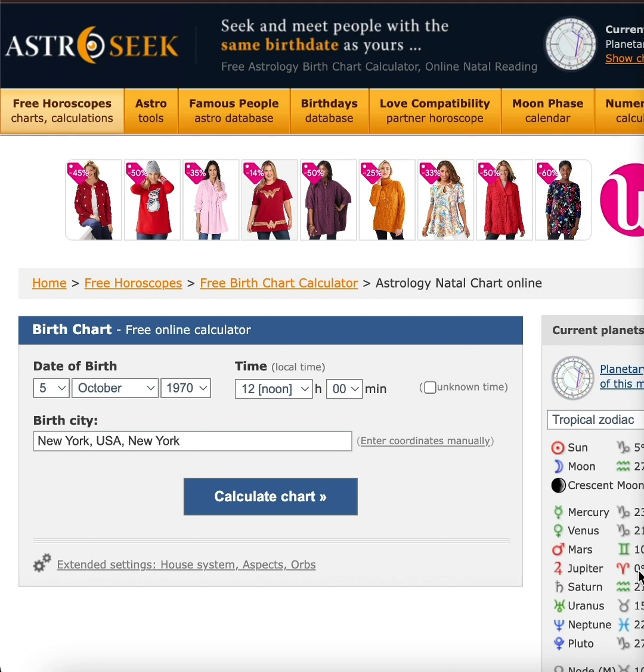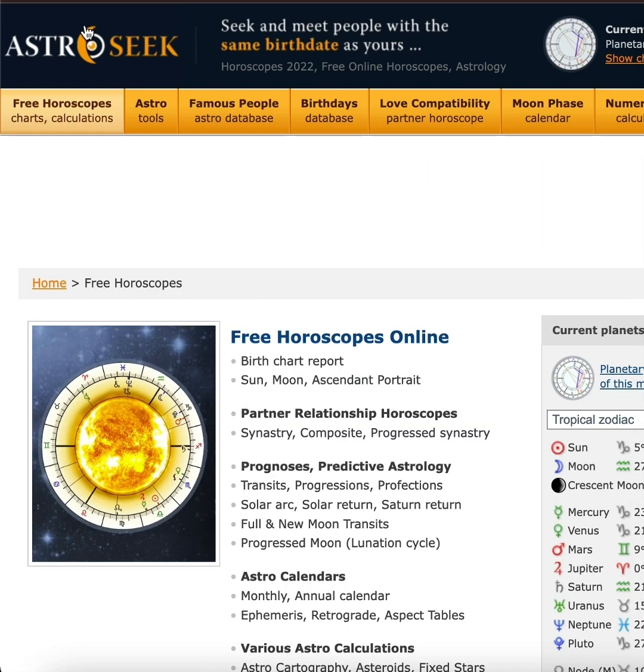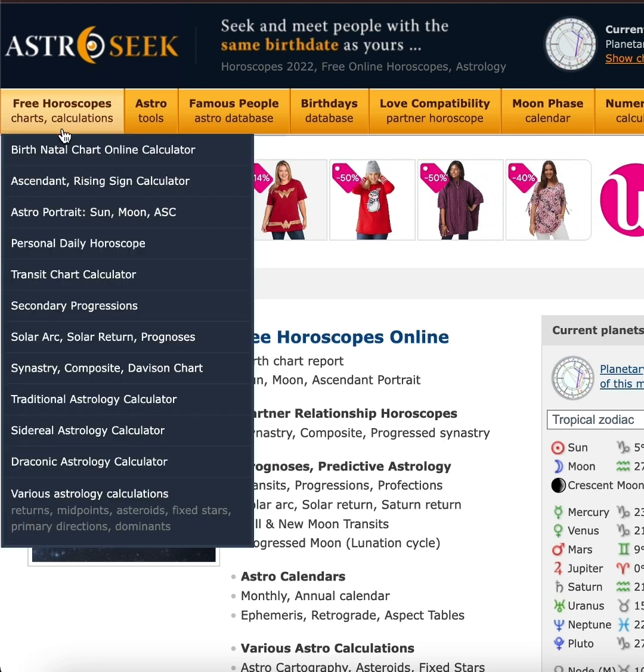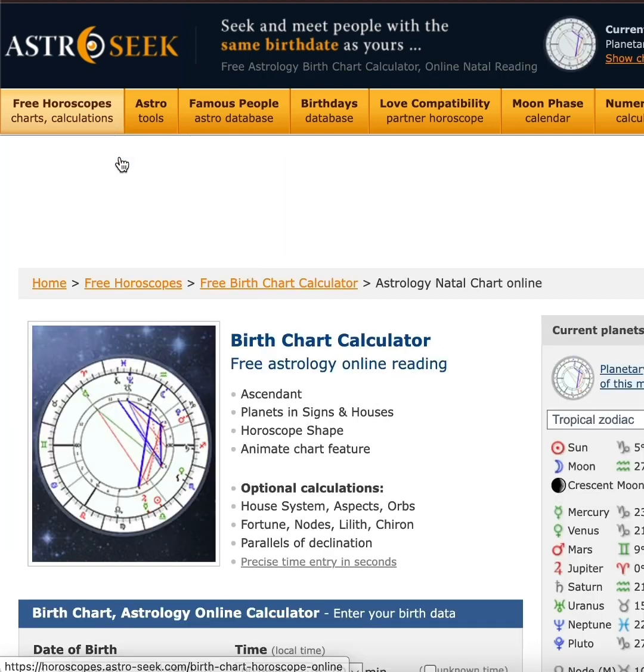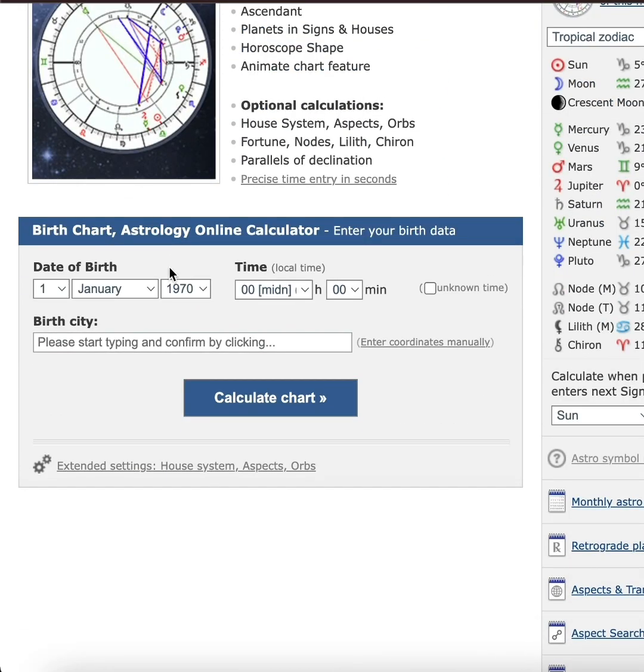Anyways, if you're new here, let's find out how you find your birth chart. So let's begin. First, you want to go to this website, AstroSeek. You want to use the birth chart online calculator. I like to use AstroSeek, but you can use whatever website you want. I like to look at the entire chart for this purpose, okay?